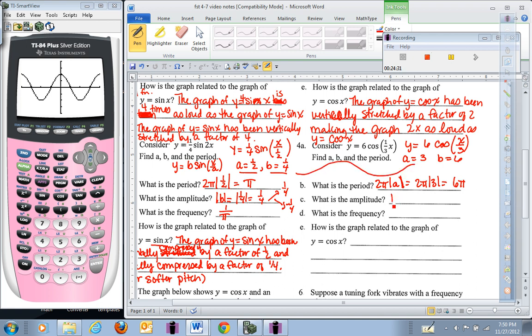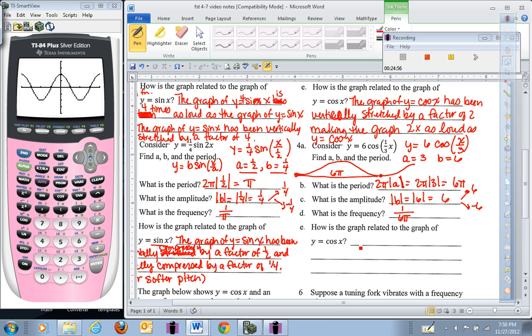The amplitude is the absolute value of b, which is the absolute value of 6, meaning it would be 6, which means it's going to go up tall and it's going to go down low. It's going to go as high as 6 and as low as -6, which means it's 6 times louder. The frequency is 1 over the period, so 1 over 6 pi. It cycles once every 6 pi. So from this lowest point over to this lowest point, the linear distance along here would be 6 pi.